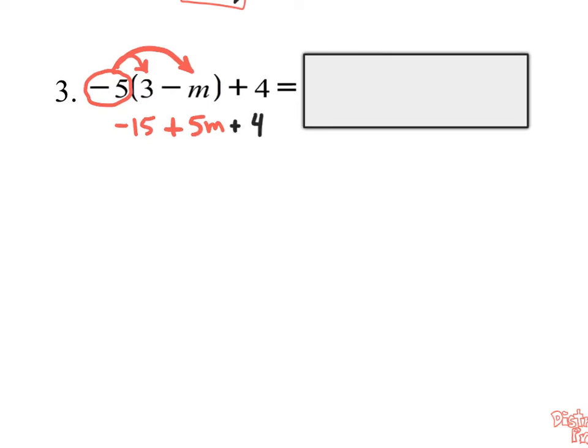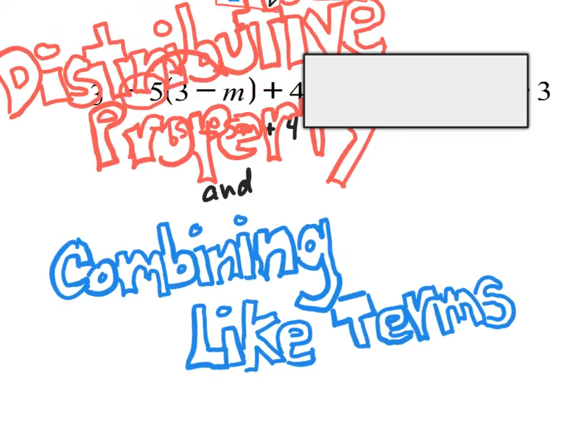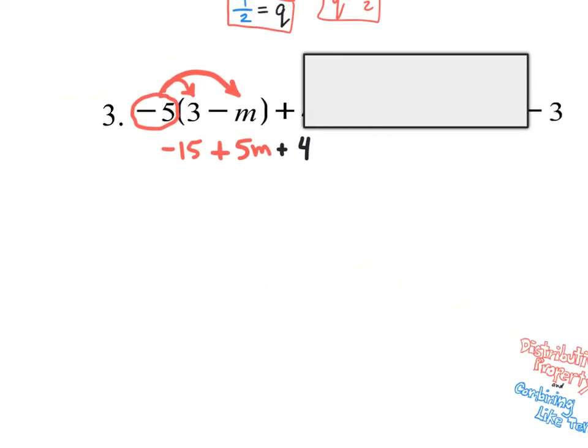Now, after distributive property, what's next? Combining like terms, right? So we're going to combine the number -15 with the number +4. If you owe $15 and you have $4, you're going to owe $11. Actually, let me do this in black. You owe $11. Let's bring down the +5m. And of course, that is all you could do.